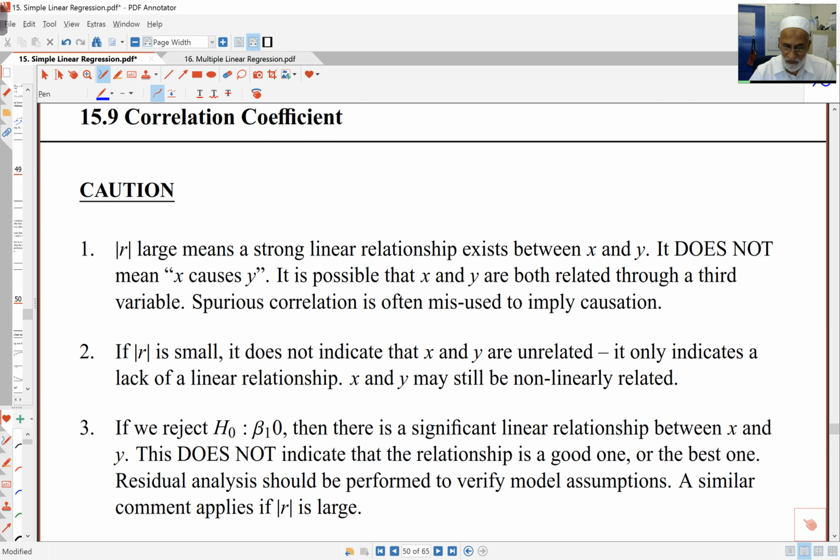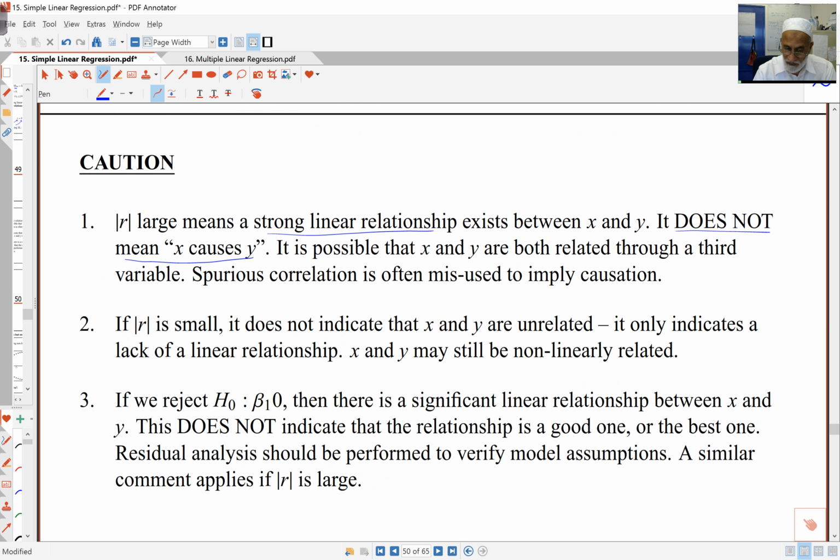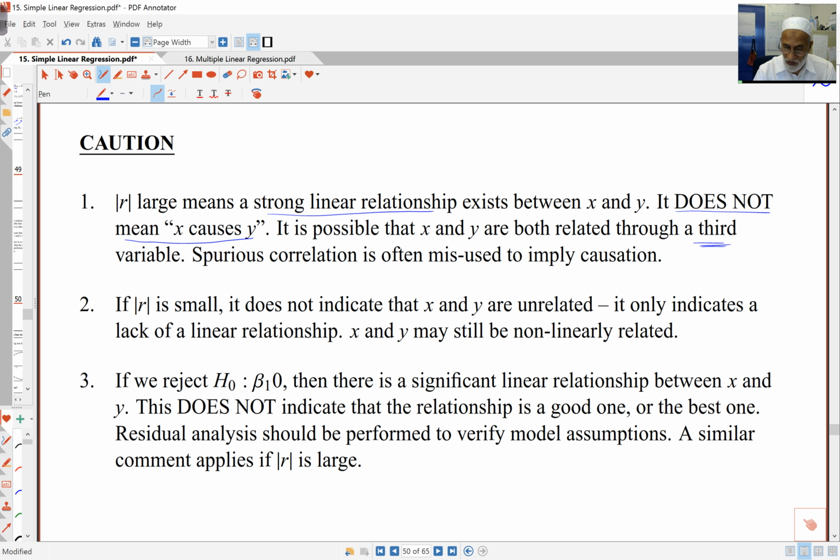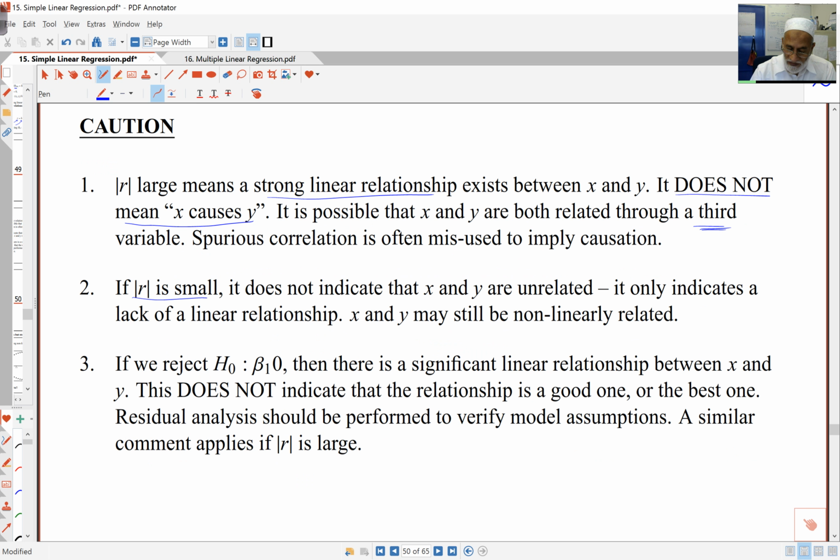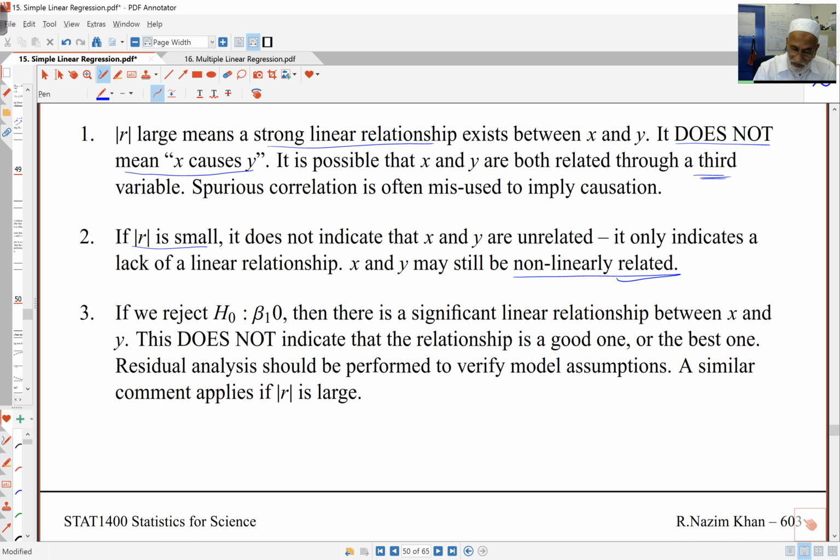And finally, the caution, as I said, was that large R means a strong linear relationship. It doesn't mean it's the best. It certainly doesn't mean that X causes Y. Causation is a more difficult thing to prove. It could be that X and Y are both related through some other variable that hasn't been observed, isn't in the model at all. And again, R small in absolute value doesn't indicate no relationship at all. It just means that there is no linear relationship. There could still be non-linear relationships. And if you reject H naught that beta equals 0, that means there's a significant linear relationship. It does not mean that this is the best one or even an appropriate one. We need to perform some model diagnostics.